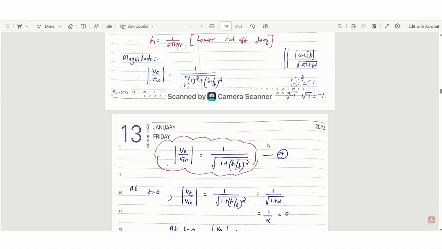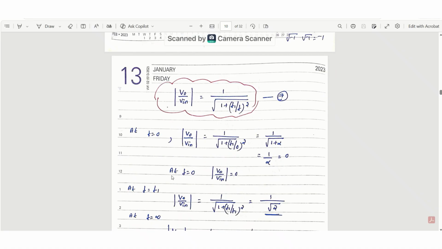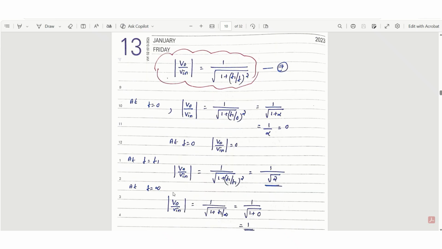We can analyze this expression at three frequency cases. At frequency equal to 0, that is f equal to 0, what will be the gain? At f equal to f1 or fl, in the case of a high pass filter, we represent the cutoff frequency as f1 or fl. At that time, what will be the gain? And at f equal to infinity, what will be the gain? In these three cases, we are analyzing the gain function of the high pass filter.